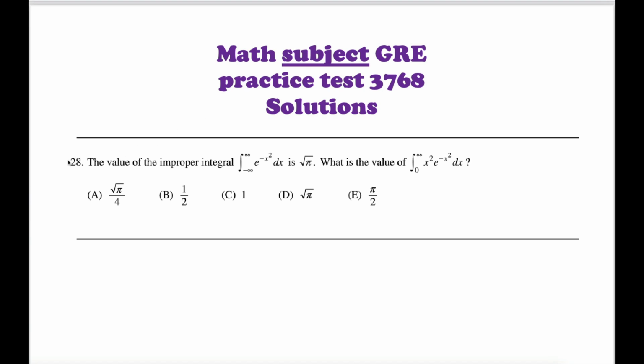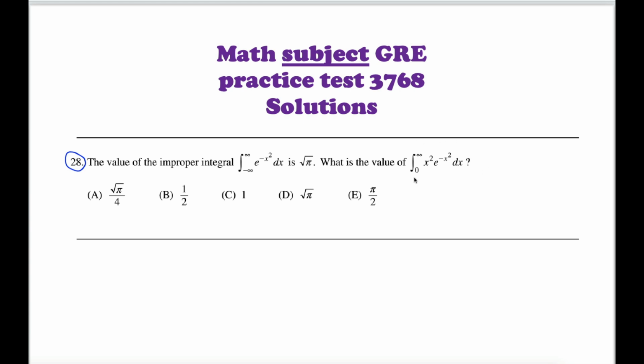All right, math subject GRE practice test question number 28. I found this question pretty hard. Maybe I'm just not clever enough when it comes to integration, but for me, this one was a challenge. What we're being asked is to evaluate this integral from 0 to infinity of x squared e to the negative x squared. And that question on its own is really hard.